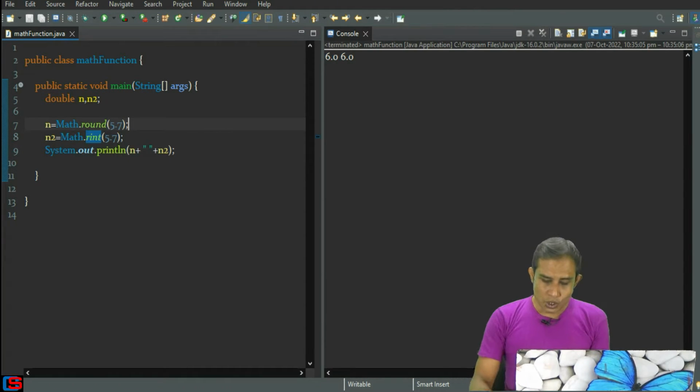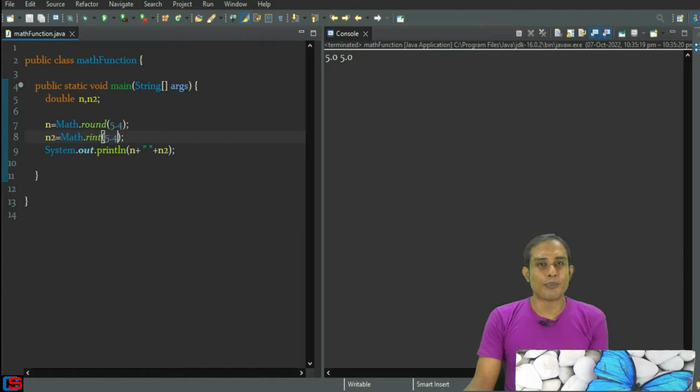Suppose I write 5.4 and 5.4. So what happened? Let's run the program again. Both values are the same, okay, both are 5.0 and 5.0. Now I am going to write the value 5.5 and 5.5. What happened? Let's run the program again. Both values return 6.0. Now it is working perfectly.